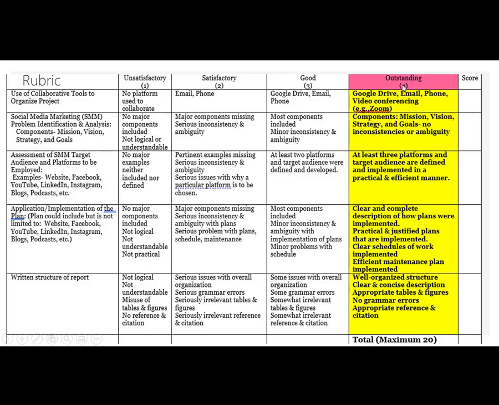Another way to get the highest mark in outstanding for this rubric is to make sure that you have a good mission statement, vision, strategy. The goals are SMART goals. We go all over this in detail during the class, and it's also in your book. However, it's important that this is addressed in your report.